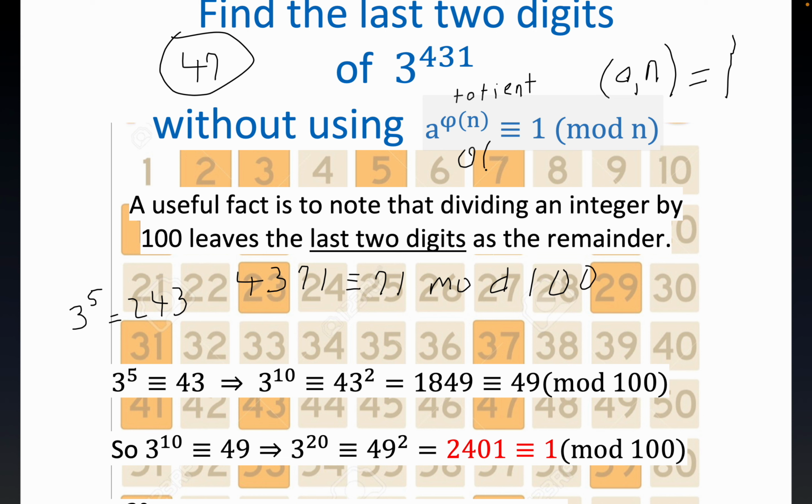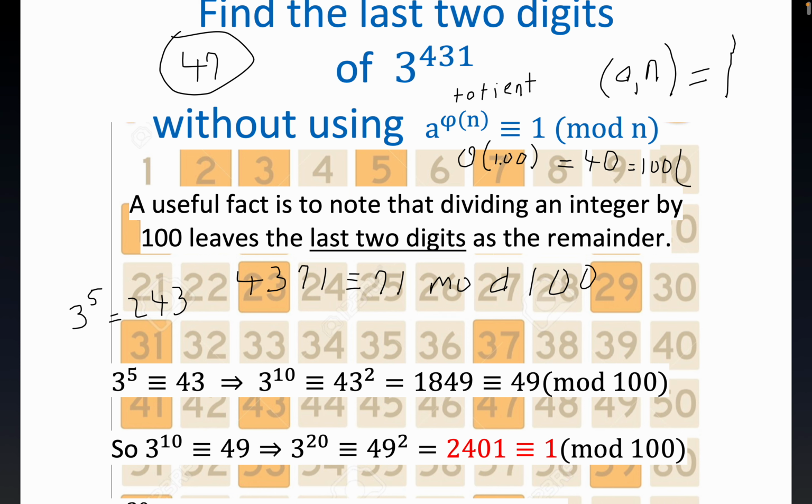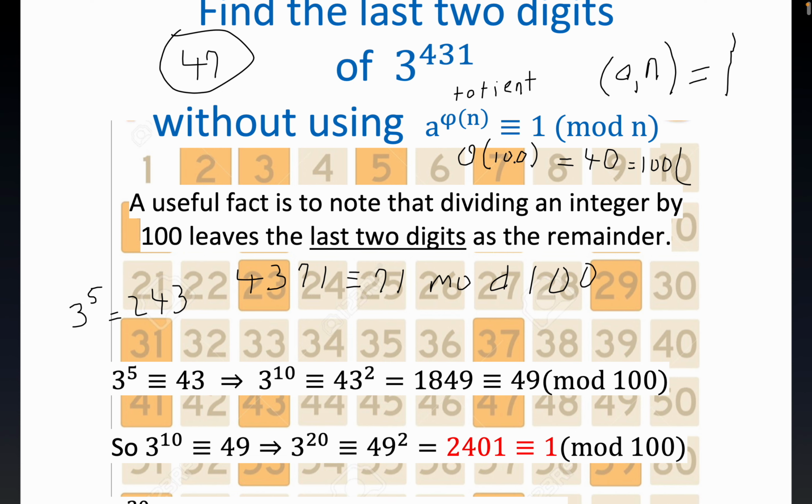Phi of 100 happens to be 40 because there are 40 numbers between 1 and 100 inclusive that are relatively prime to 100. Another way to calculate it, and this is something you will see in a number theory class, is to take 100. The only 2 prime divisors of 100 are 2 and 5, right? 100 is equal to 2 squared times 5 squared.